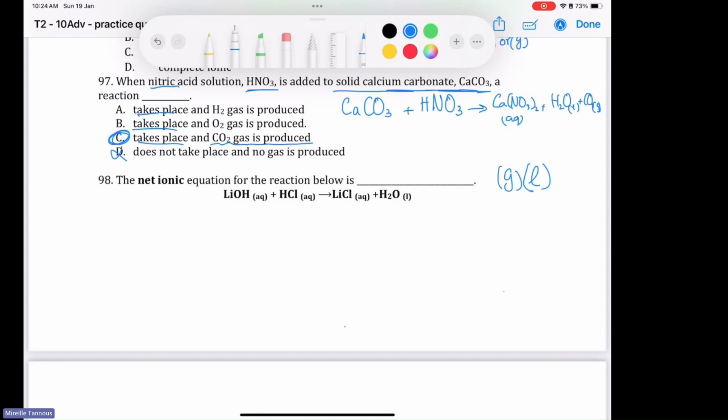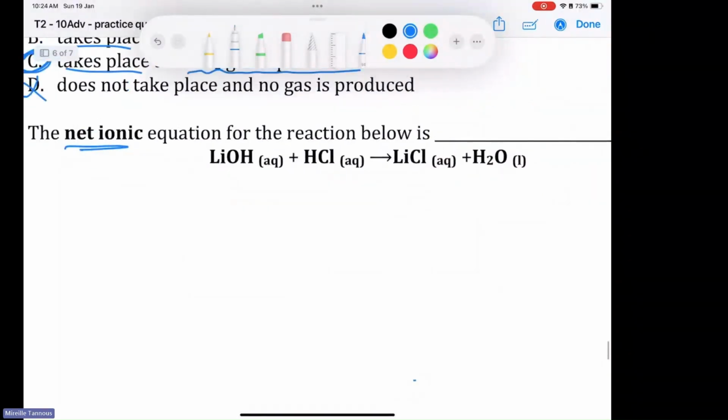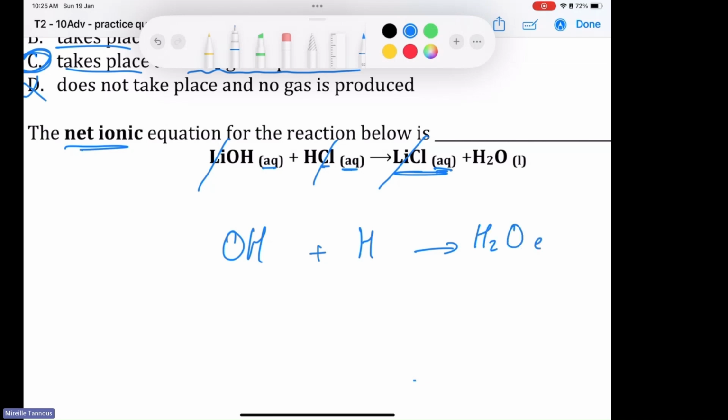Now, the last question, the net ionic equation for the reaction below. This one will not give me a net ionic as it is, meaning this and this one, they are not participating in the net ionic, aqueous after aqueous, and this one aqueous, still aqueous. So you remove them and you copy the equation again, but with the charges. So you put the charges. So OH and H and H2O to finalize this one. OH is negative, aqueous. H plus belongs to group 1, aqueous and liquid.